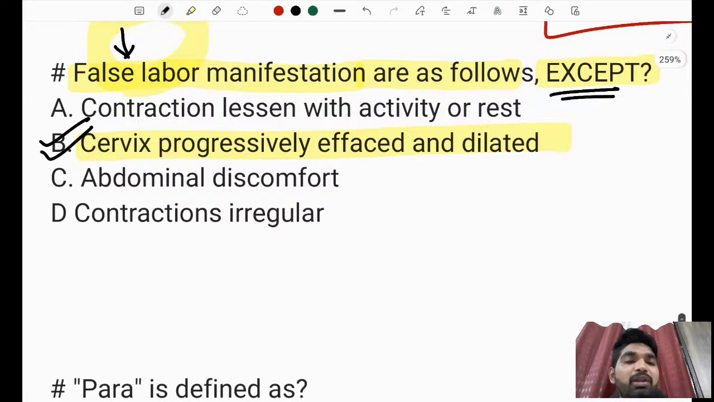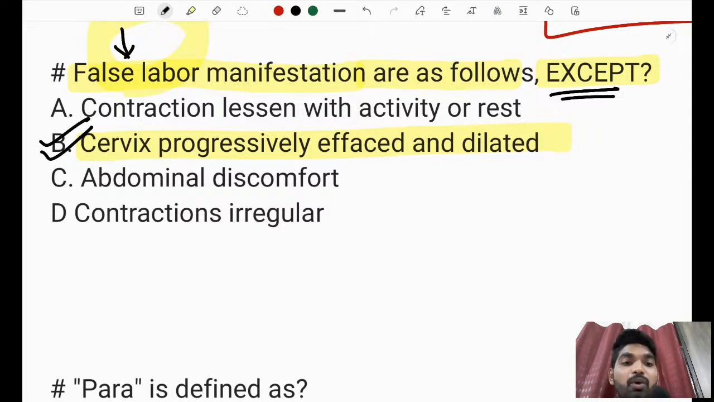Should I explain true labor and false labor, or shall I go with other MCQ? Yes, B, you are right. Nagamani, you are right. Excellent. Those who have answered option B, it's 100% right. Cervix dilatation and effacement you will never see in false labor.